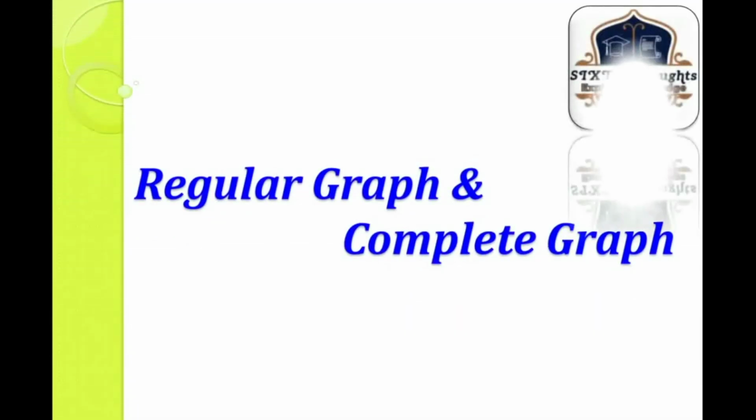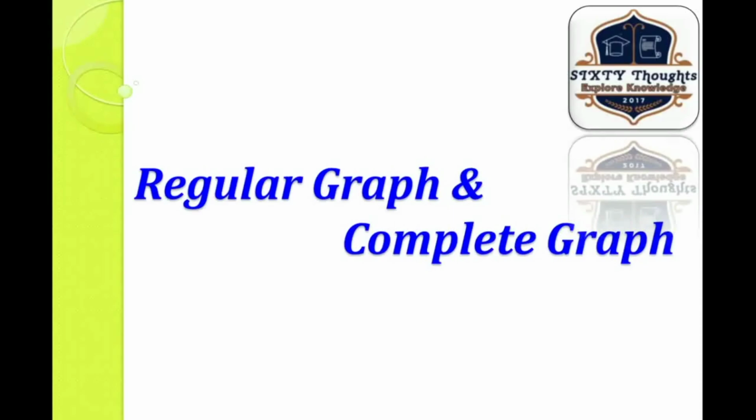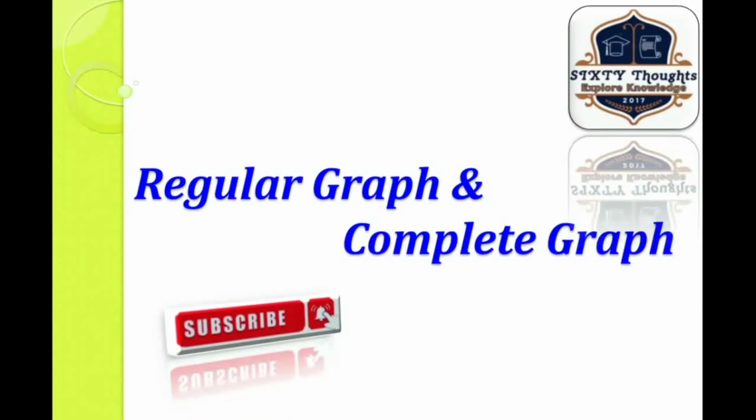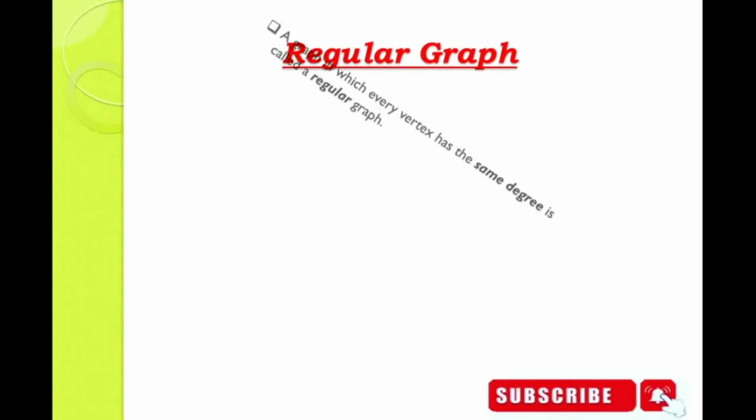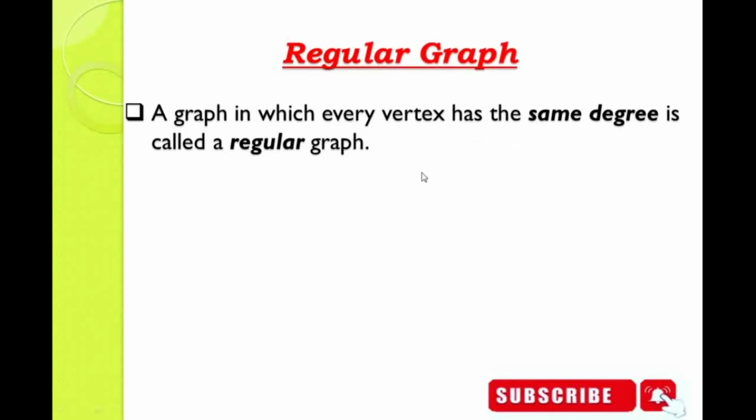Today's topic is how to define regular graph and complete graph in discrete mathematics. So let us see the regular graph definition. What is a regular graph? A graph in which every vertex has the same degree is called a regular graph, which is nothing but, if we consider any one graph, and all vertices have the same degree, then it is called a regular graph.